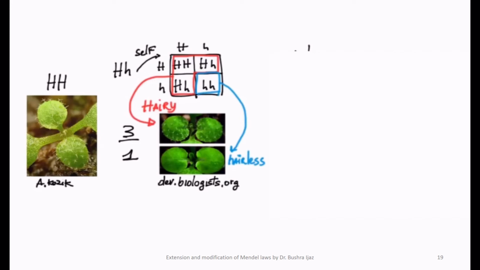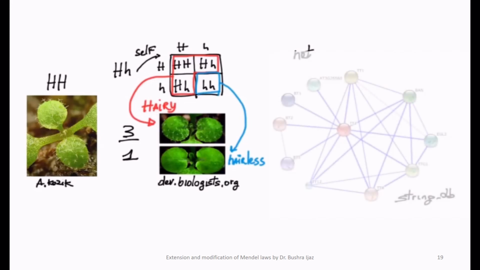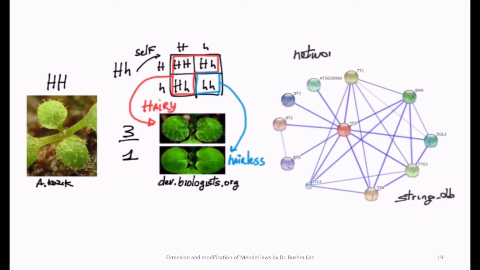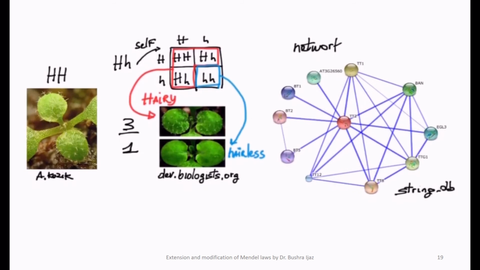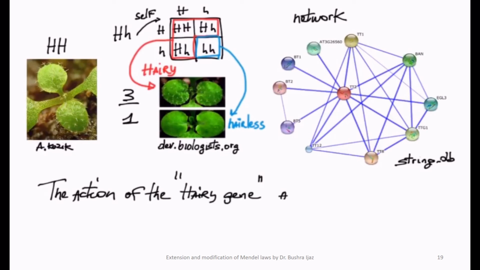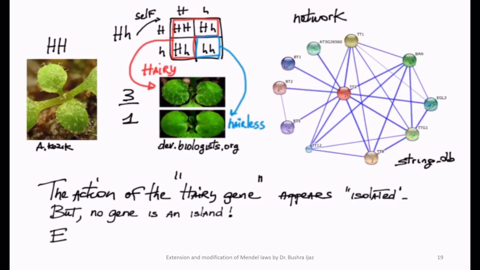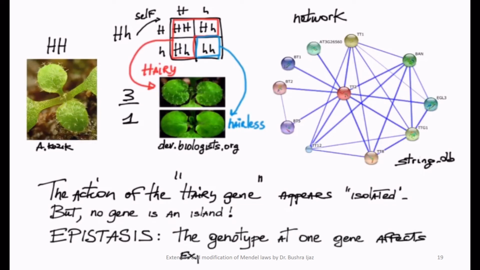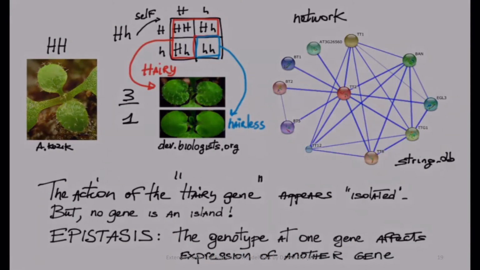Not really. We know from multiple experimental evidence that the H gene works together with many other genes, as represented by this network, where every ball is a gene and every line represents an interaction between two genes. Therefore, while the action of a gene may appear isolated, no gene is an island. Instead, it works together with many other genes. When variation in these other genes occurs, epistasis can result. Let's see how it works.